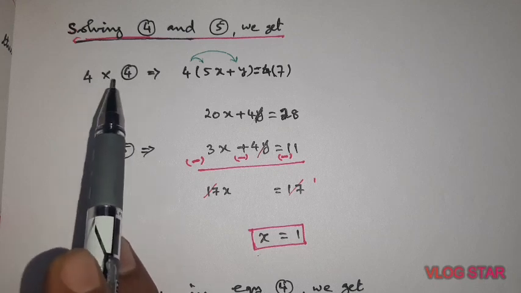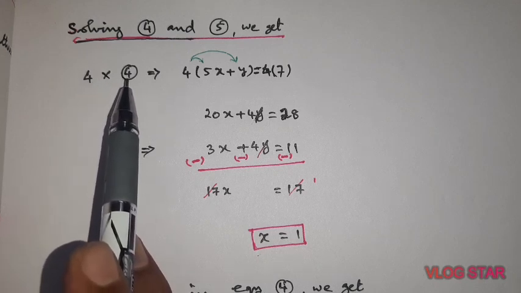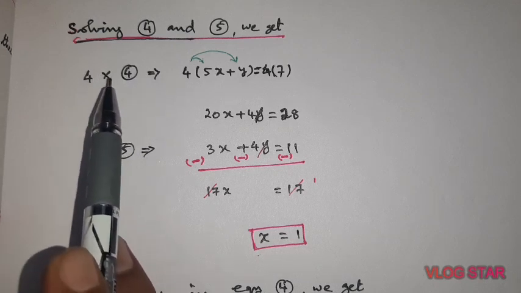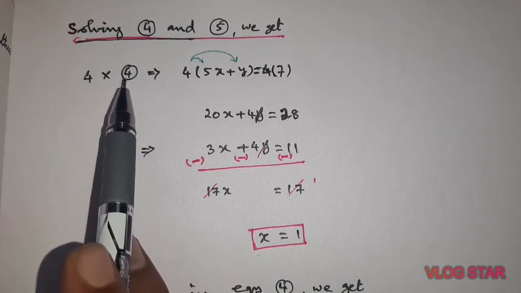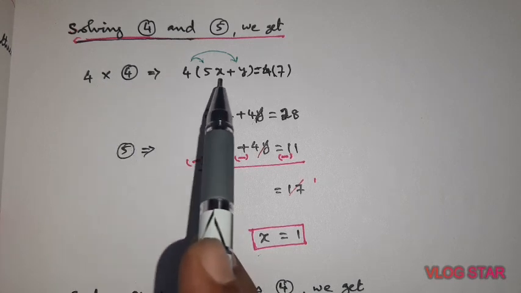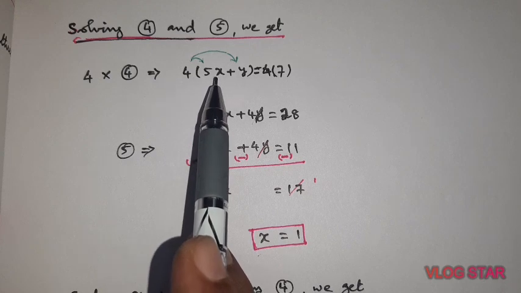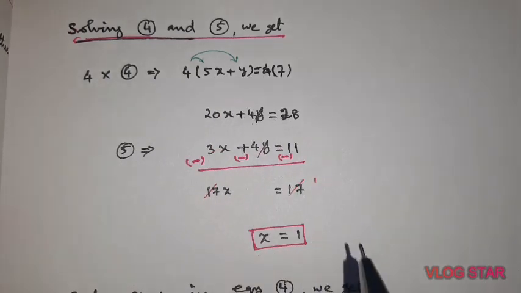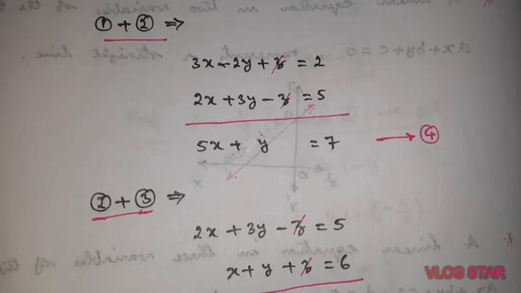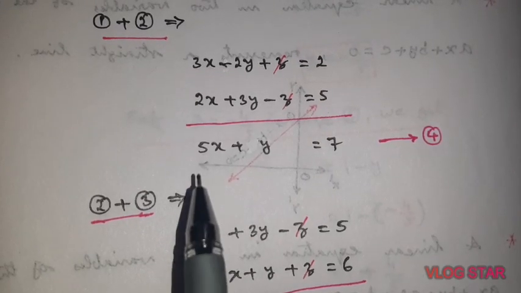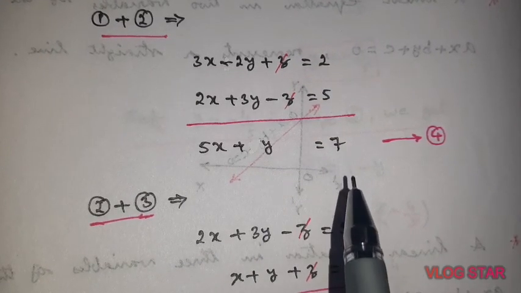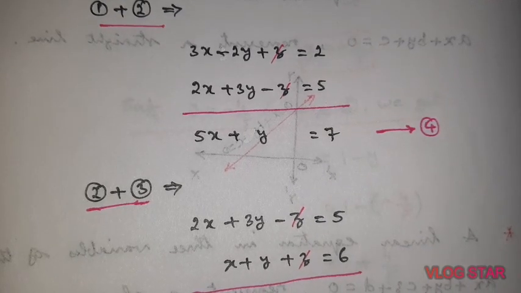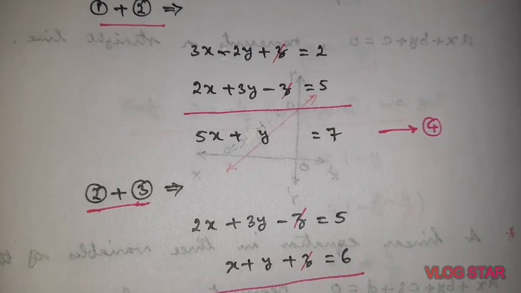You have to multiply equation 4 by 4. So 4 into equation 4 implies 4 into (5x plus y) is equal to 4 into 7. See, equation 4: 5x plus y is equal to 7. Equation 5: 3x plus 4y is equal to 11.